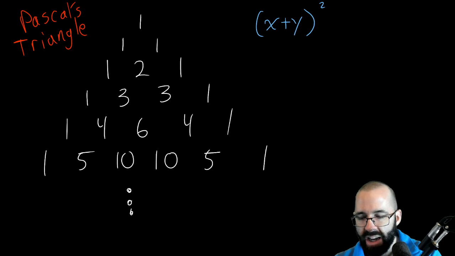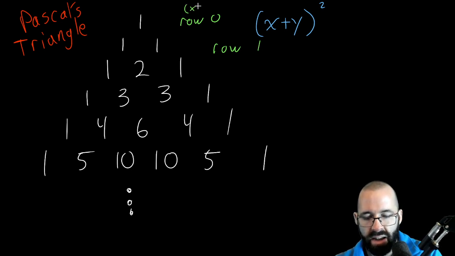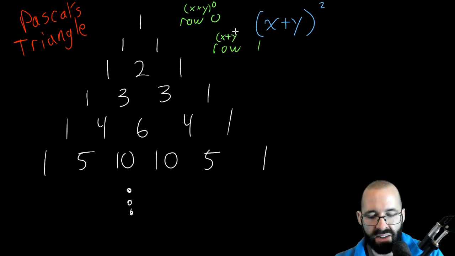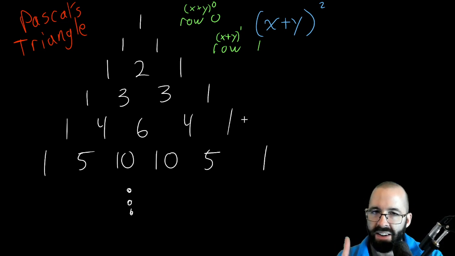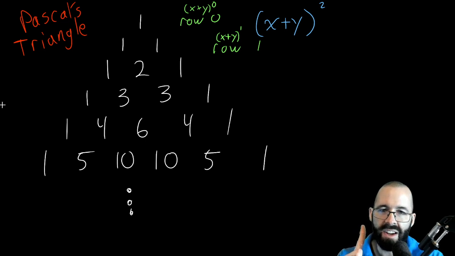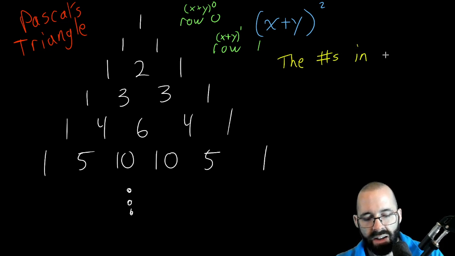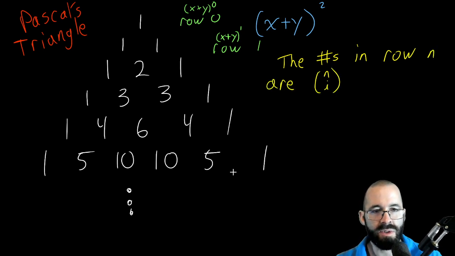It's Pascal's triangle. And if we call this row 0, and if we call this row 1, these are the exponents, right? This is really (x plus y) to the 0th power. Any number to the 0th power is 1. This right here is really what (x plus y) to the 1st power is. It's 1x plus 1y, and so on. So if we call these rows, then we have something very cool. All right. And specifically, it's that the numbers in row n are just n choose i.